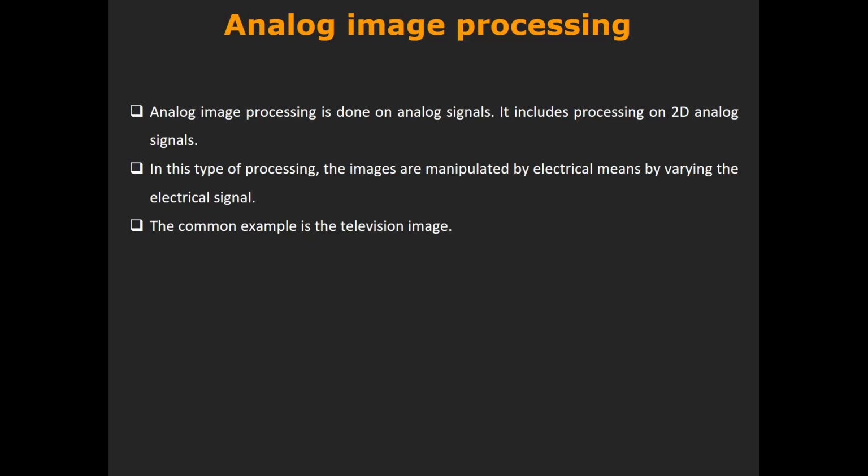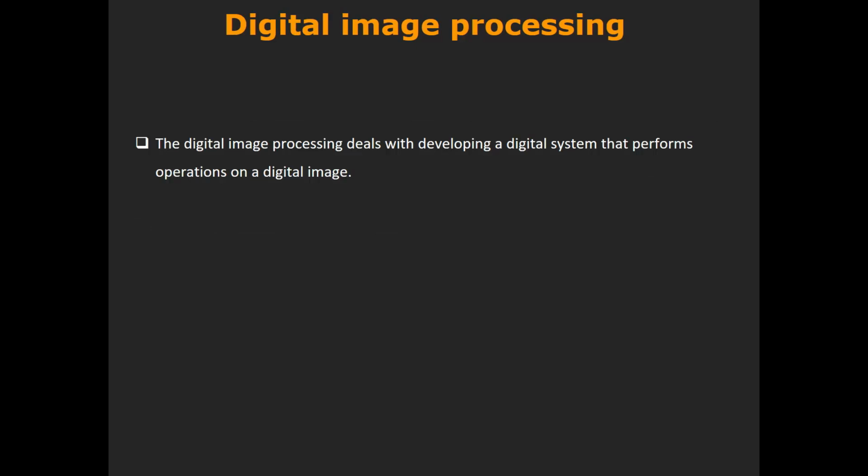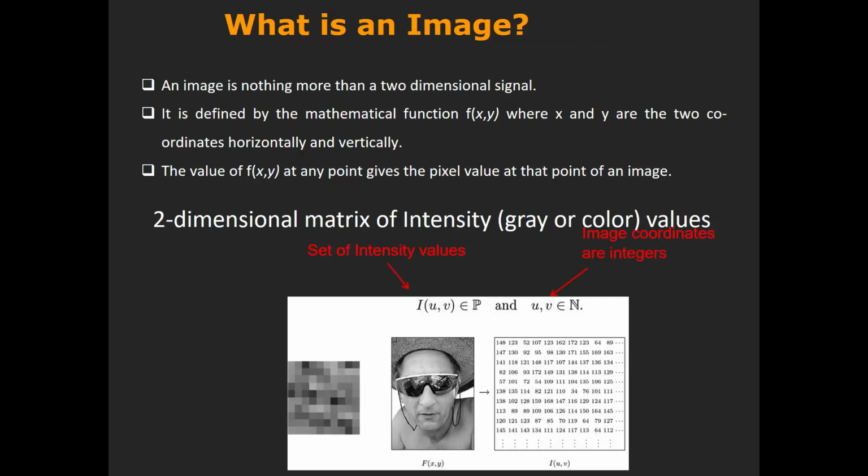So what is analog image processing? Analog image processing is done on analog signals. It includes processing on 2D analog signals. In this type of processing, the images are manipulated by electrical means by varying the electrical signal. The common example is the television image, which is an analog image. And digital image processing deals with developing a digital system that performs operations on a digital image.